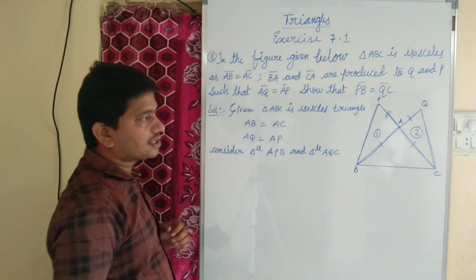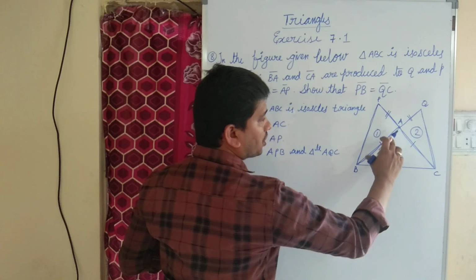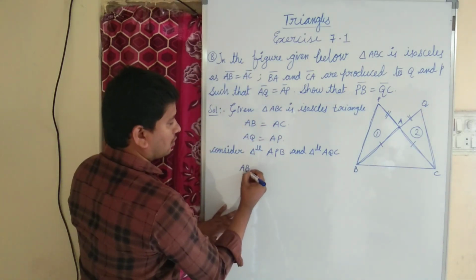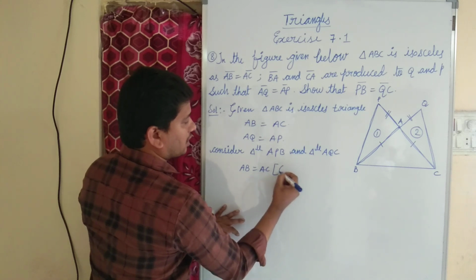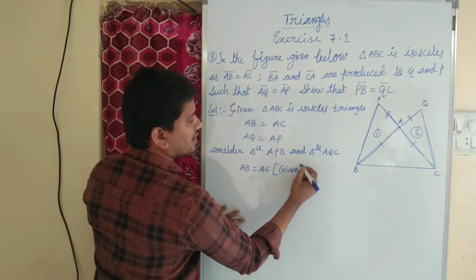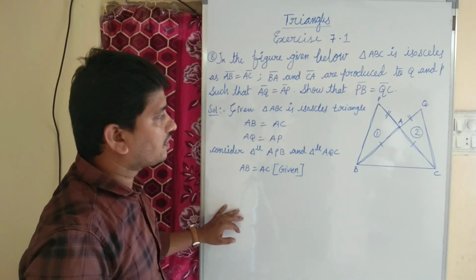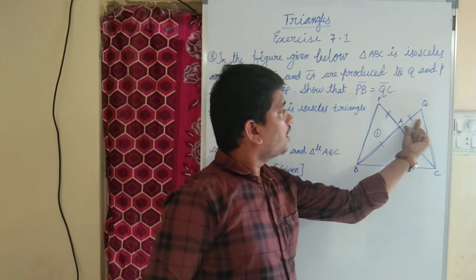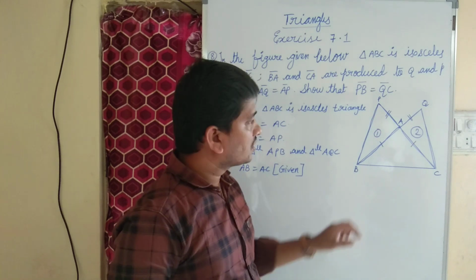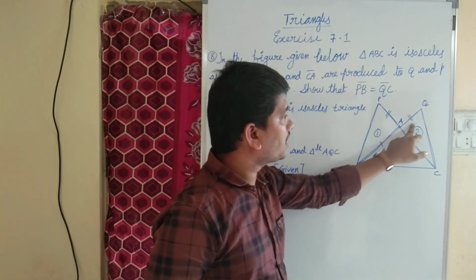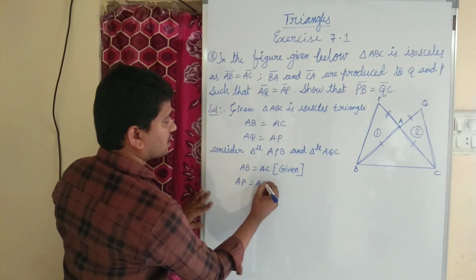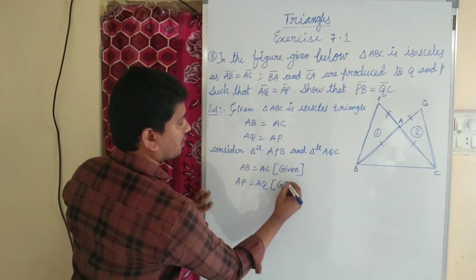From these two triangles, as it is given in the question, AB equal to AC, because they are the sides of an isosceles triangle. That is the first one. Also, they said AQ equal to AP. I mean the corresponding side of AP is AQ. That is also given.